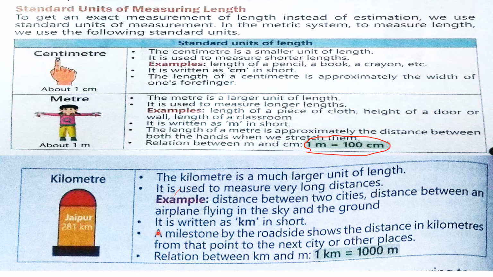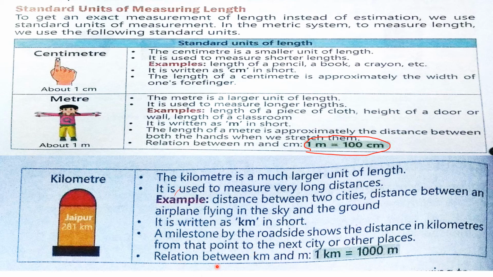Okay, so it is written as kilometer, km in short form. A milestone by the roadside shows the distance in kilometer from that point to the next city or other place.